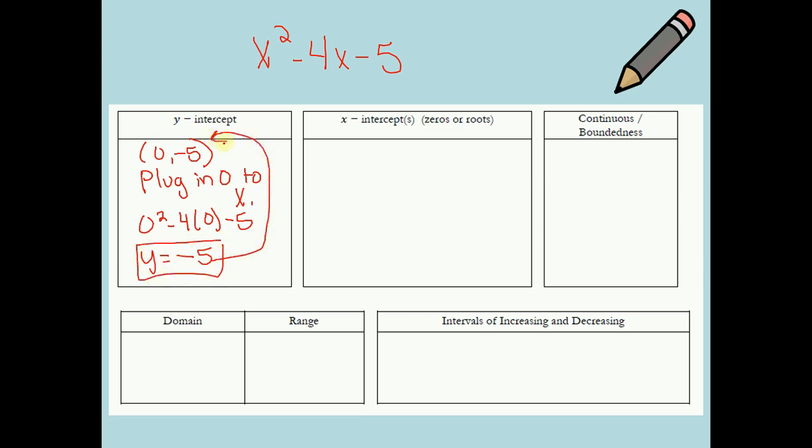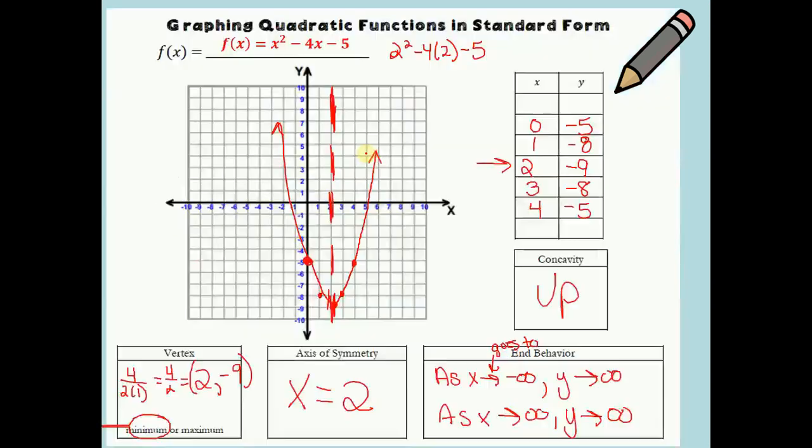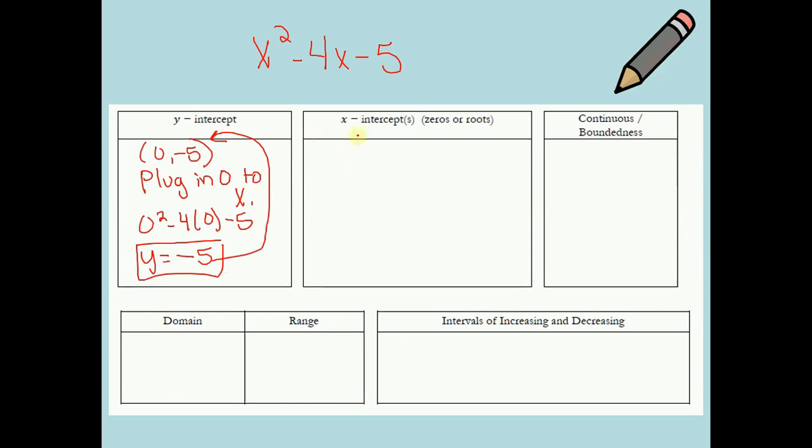That's how you can find it if it doesn't fall on the graph perfectly, because sometimes you're going to get decimals and junk like that. But be aware that you can plug in 0 for x. Now, how do you find your x-intercepts? Because notice on our graph, they look a little crazy. To find your x-intercepts, you're going to want to either factor or use the quadratic formula. You're going to set the equation equal to 0. Basically, you're going to make y equal to 0, because that's how you find an x-intercept. So I've got 0 equals x squared minus 4x minus 5.